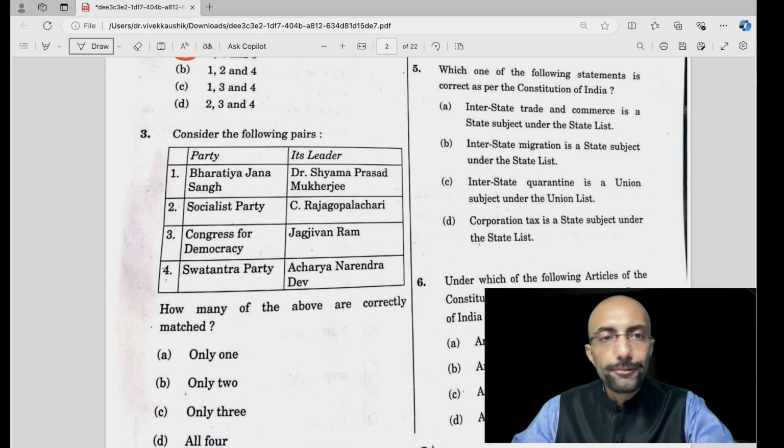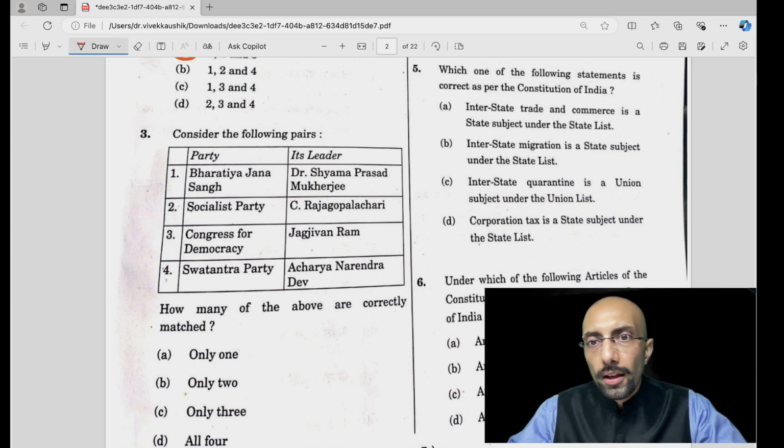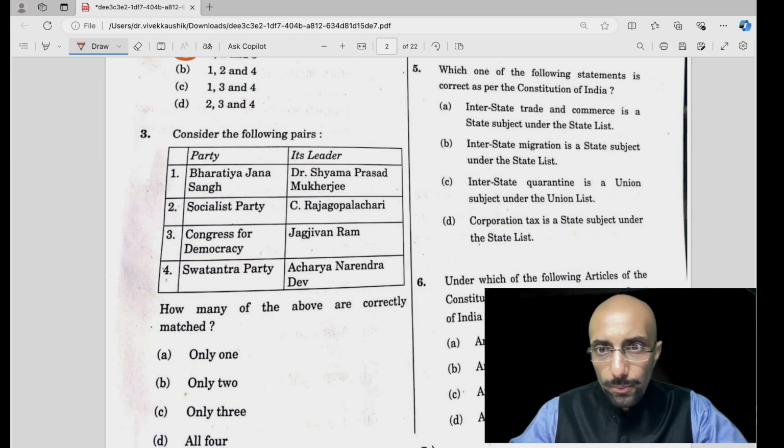Question number 5. Which of the following statements is correct as per the Constitution of India? Interstate trade and commerce is a state subject under the state list. No, this is wrong. Interstate migration is a state subject under the state list. No, this is wrong. Interstate quarantine is a union subject under the union list. Yes, this is correct. Corporation tax is in the state list. No, this is also again wrong. So the answer will be C.